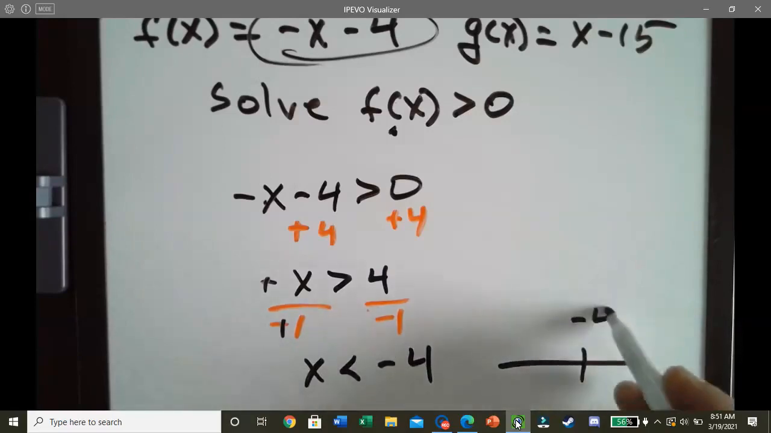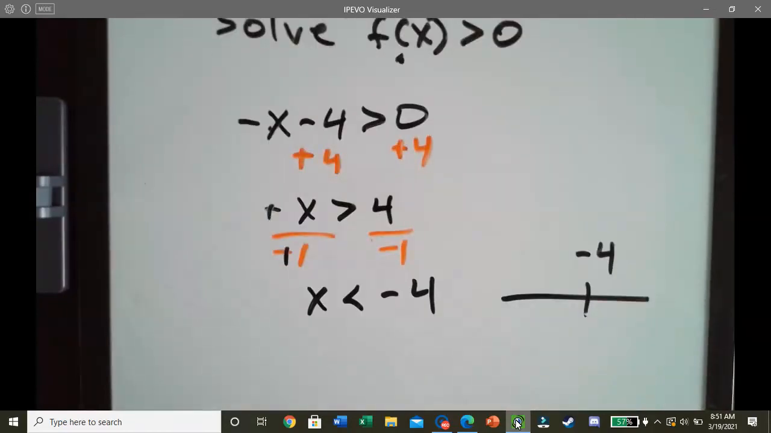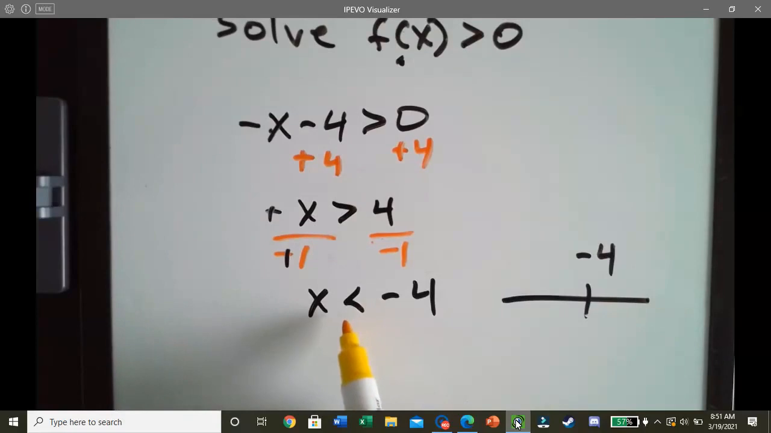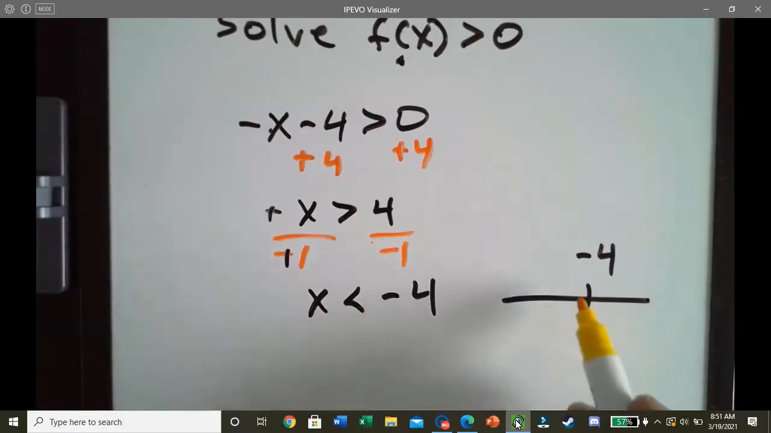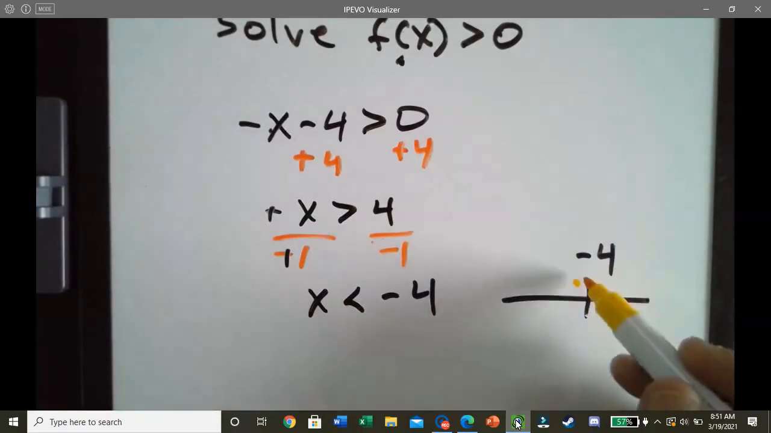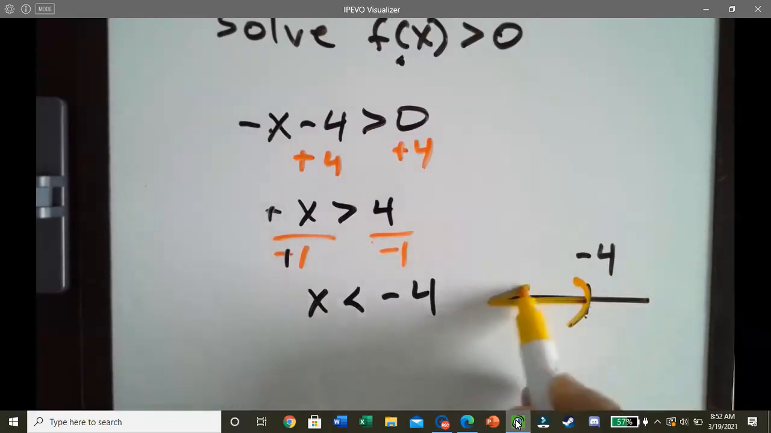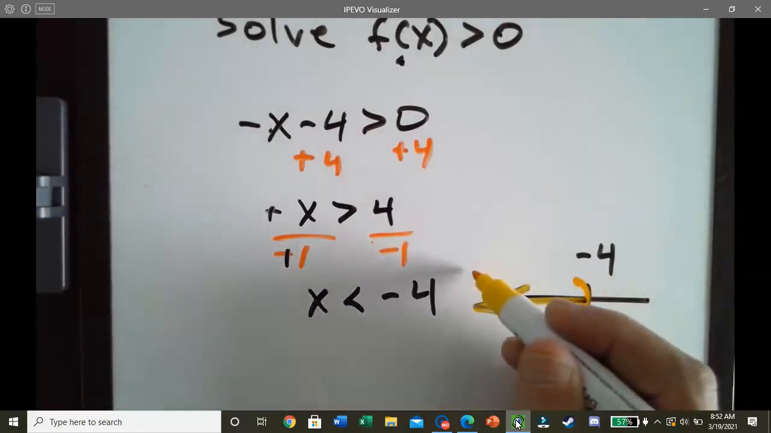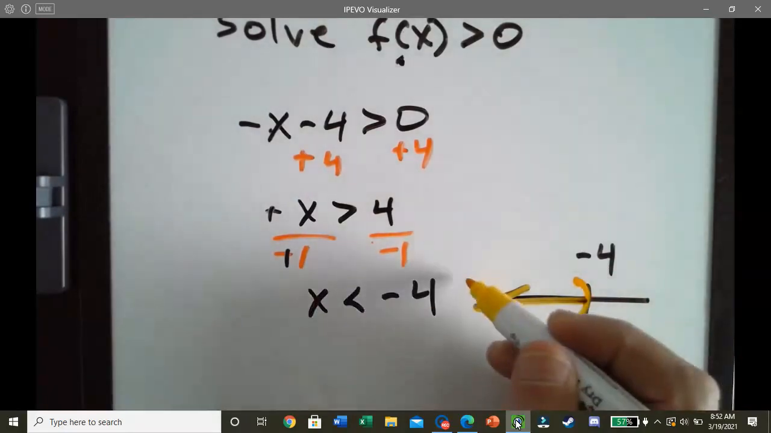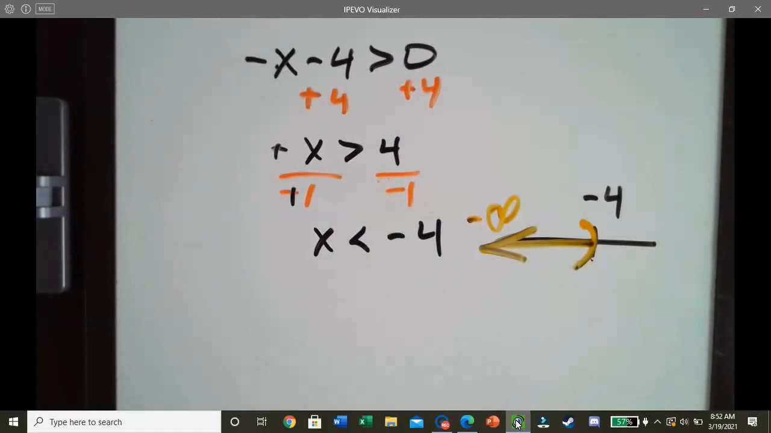So here's negative 4. Is the solution going to the right or to the left? Less than. Yeah, it's going to the left, and it's less than, not less than or equal to, so is it open or closed? Open parentheses to the left of negative 4, where we've got an arrow because it keeps going. And whenever there's an arrow, we use negative infinity in this case, because it's going towards the negative numbers.